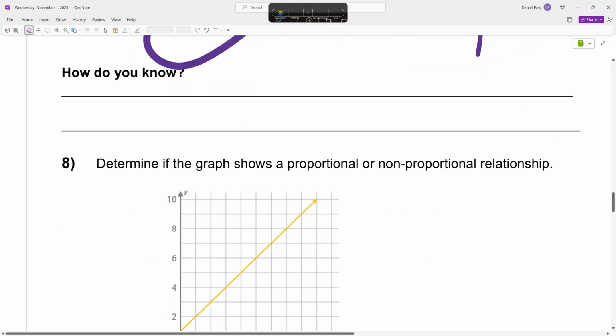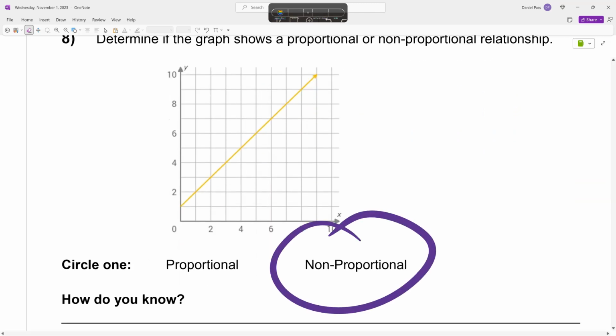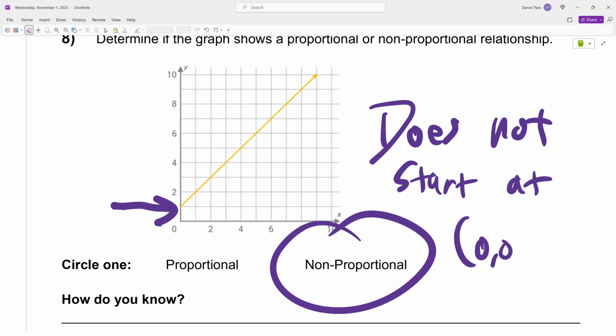Okay, moving down. Okay, proportional or not? No. Because it starts at 1 here, not at 0. It has to start at the origin. It has to start at the origin. So you're going to say, why is it not proportional? Because it does not start at 0, 0 or the origin.